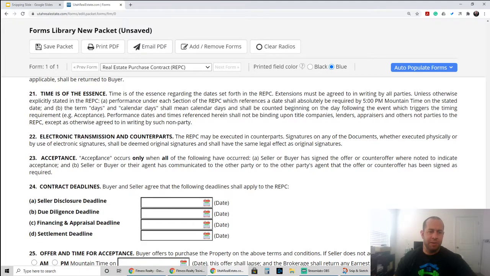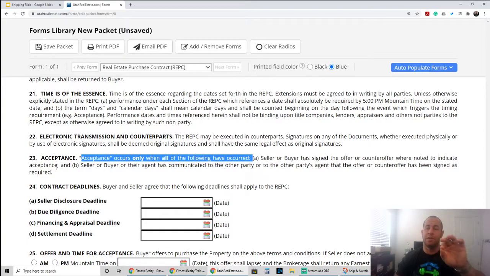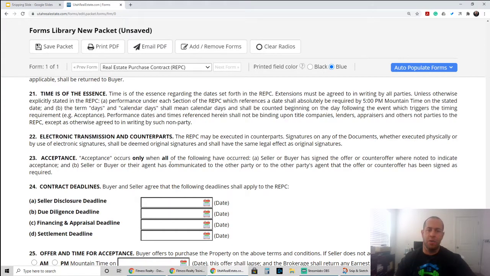All right, acceptance. This is the piece that I was talking about earlier. Acceptance occurs only when all of the following have occurred. Seller or buyer has signed the offer or counteroffer where noted to indicate acceptance. Okay, number 1, they have to sign that it is accepted. Seller or buyer or their agent has communicated to the other party or to the other party's agent that the offer or counteroffer has been signed as required.